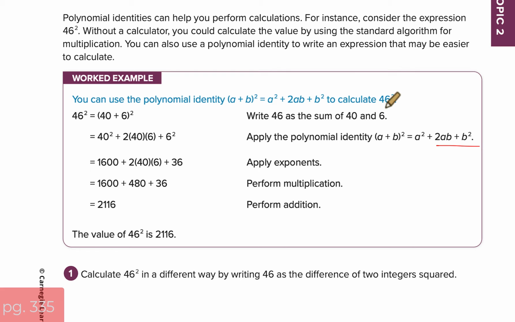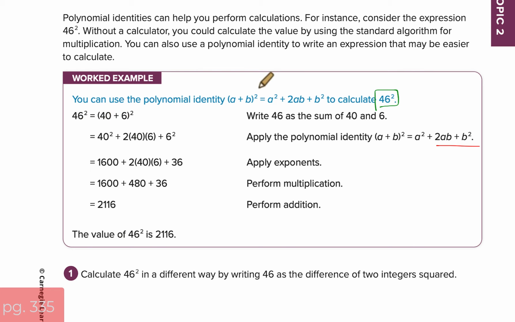We're going to calculate 46 squared. Well, how would we do that? What you need to do is pick two numbers that when you add them together will give you 46, so that when we square the quantity, we get this expression that we will work out. In the worked example, they said 46 is equal to 40 plus 6. That's the easiest way to look at it.